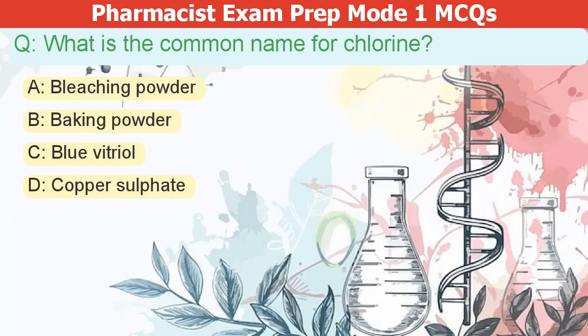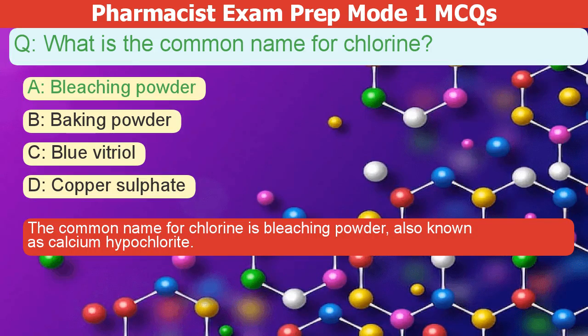What is the common name for chlorine? A. Bleaching powder. B. Baking powder. C. Blue vitriol. D. Copper sulfate. The correct answer is A. The common name for chlorine is bleaching powder, also known as calcium hypochlorite.